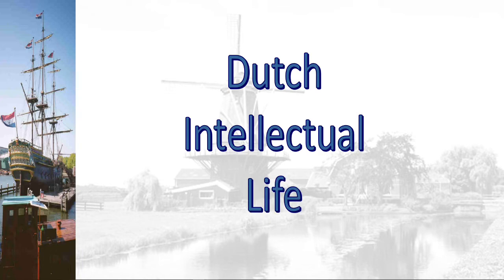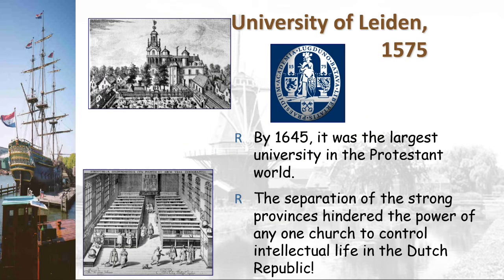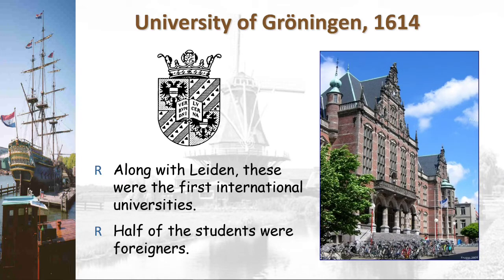Dutch intellectual life. The University of Leiden, 1575. By 1645, the University of Leiden was the largest university in the Protestant world. The separation of strong provinces hindered the power of any one church to control the intellectual life in the Dutch Republic. The University of Groningen in 1614, along with Leiden, these were the first international universities. Half the students at these universities were foreigners.